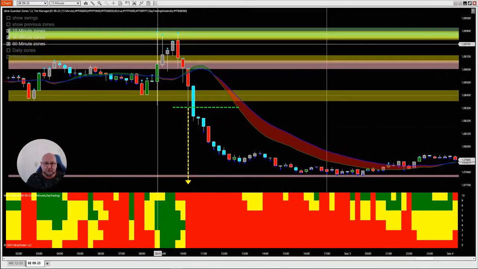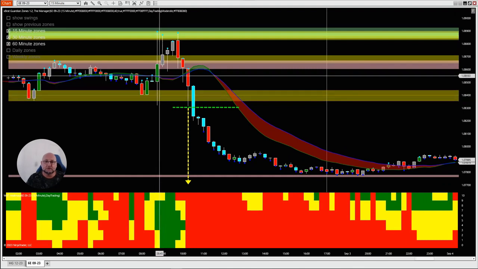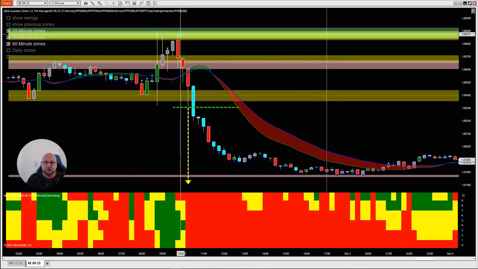So we have this big volatility candle, then we start to go up and we test on a couple of occasions this confluence of 15 and 30-minute zones. We then push back down. As we start to push back down here, we have an initial test of this 15-minute zone, which held us support at the data.